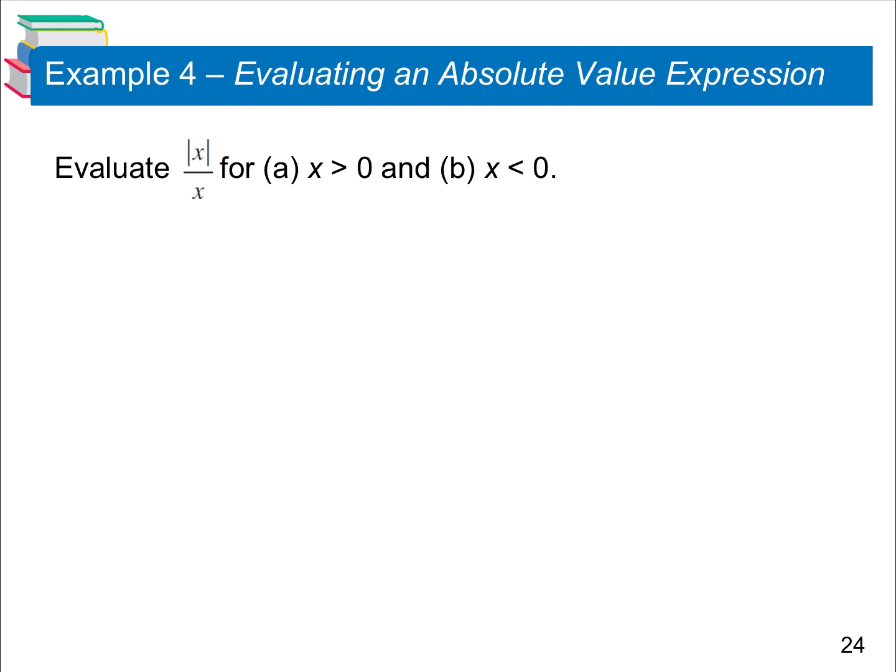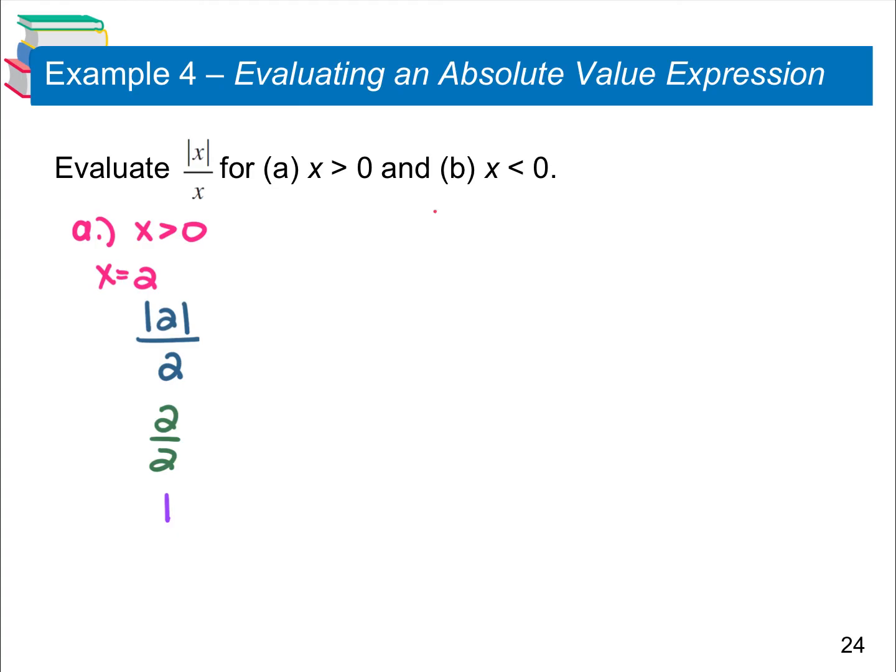If we look at this example, it tells you to evaluate the absolute value of x over x for a is greater than 0 and b is less than 0. For a, pick a number that's greater than 0. Let's use 2. Plug this in for x, wherever you see the x. So we're going to have the absolute value of 2 over 2. What's the absolute value of 2? It's just 2, so that's 2 over 2, which is equal to 1.